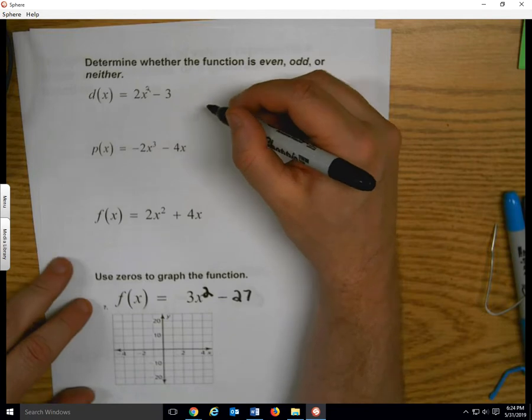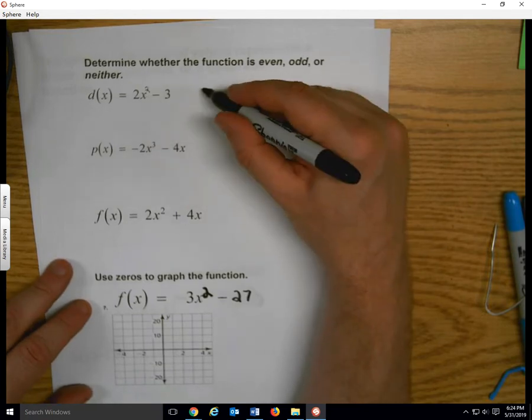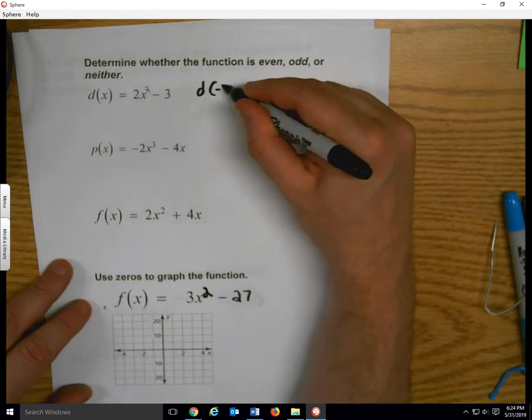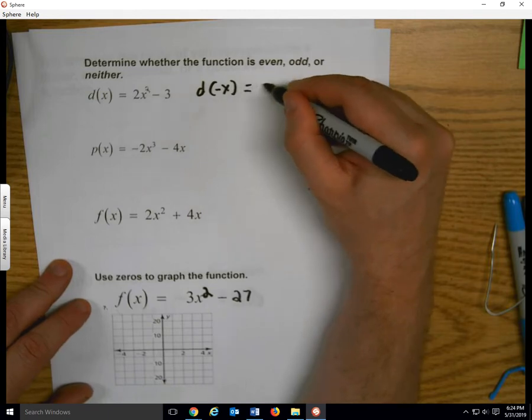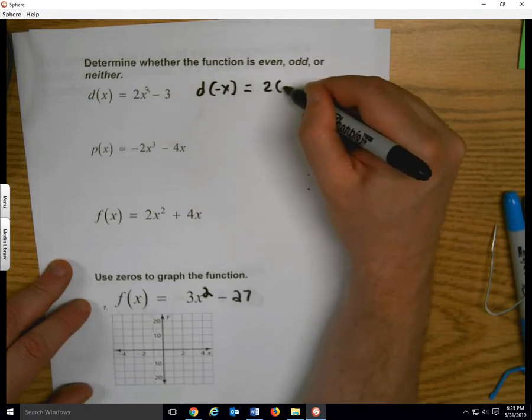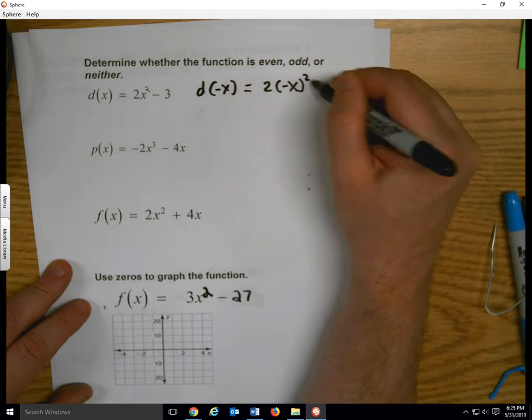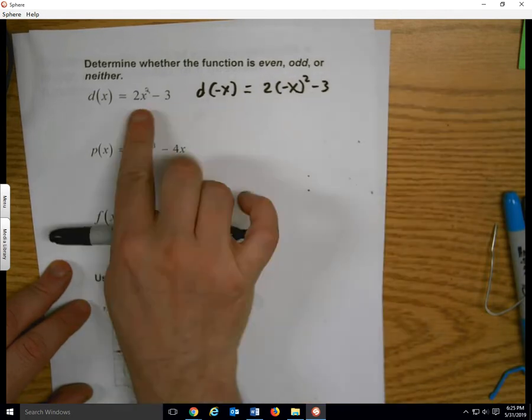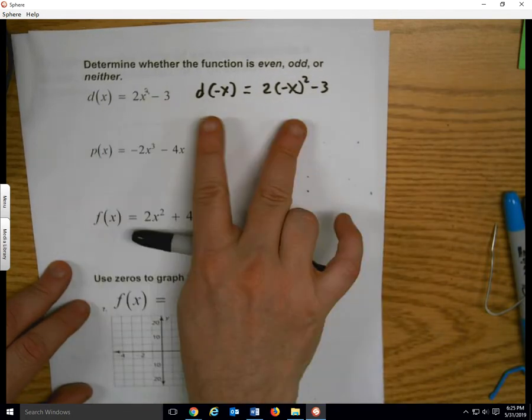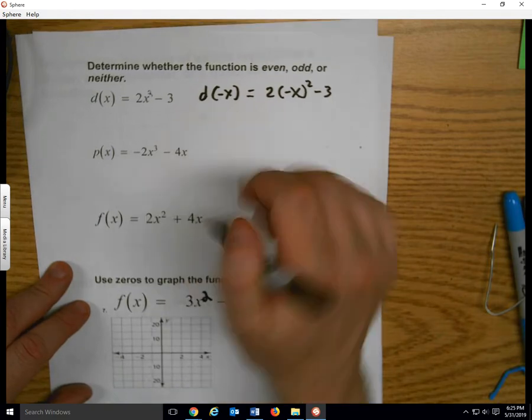The first step is to change the x to a negative. So it's d of negative x equals 2 times a negative x squared minus 3. All we did was change the x's to negatives. Then you do the order of operations.